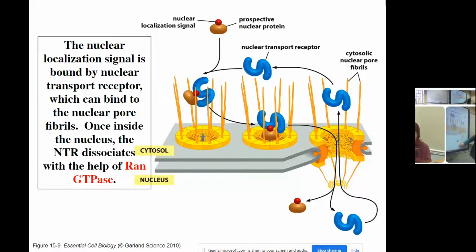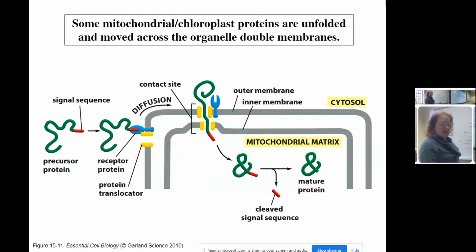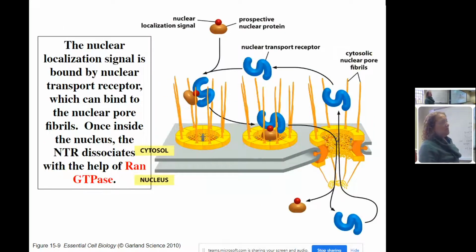So what we're going to look at next is, once these two are in here, how do they come apart? Because they are definitely binding well out here in the cytoplasm. After delivery, how do these two come apart? And that involves a new protein called RAN GTPase. I don't have a picture of RAN GTPase. I need to draw that in.